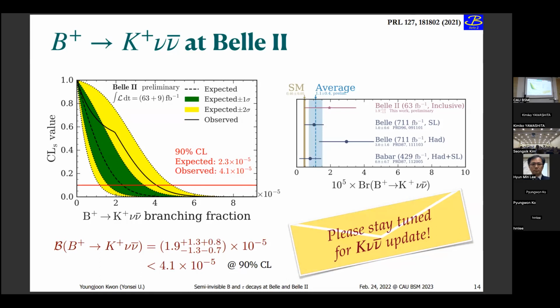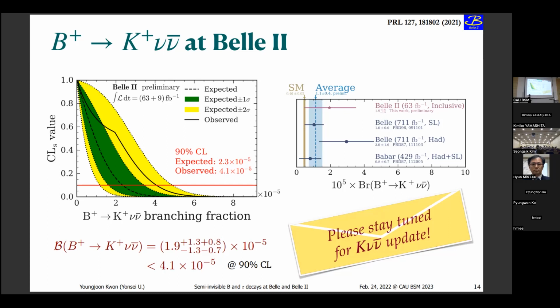So our upper limit on B to K nu nu is less than 4.1 times 10 to the minus 5 at 90% CL. And the statistical error bar is a little bigger than the systematic errors, so we still need more statistics. Okay, this is about 1.9. The central value was 1.9, then 1.9 plus minus 1.3 gives 4.1, okay?